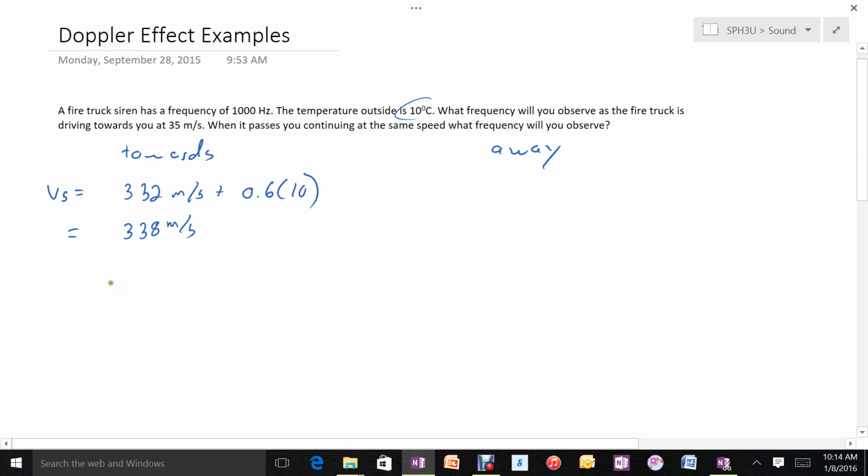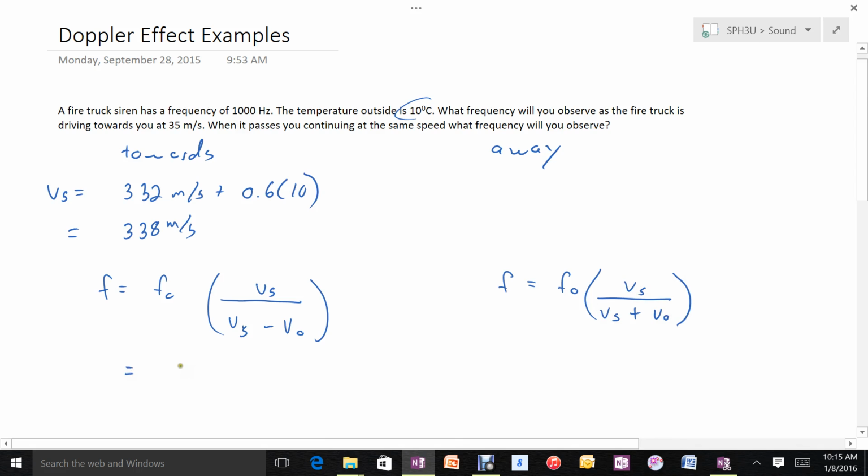So if the object is moving towards you, the frequency observed will be equal to the original frequency times the velocity of sound divided by the velocity of sound minus the velocity of the object. If it's moving away from you, we have the same equation, but this time, instead of it being the velocity of sound minus the velocity of the object, it's plus.